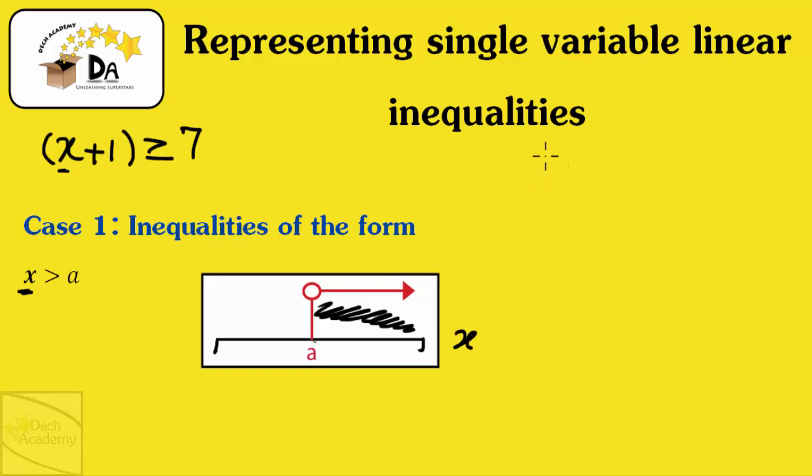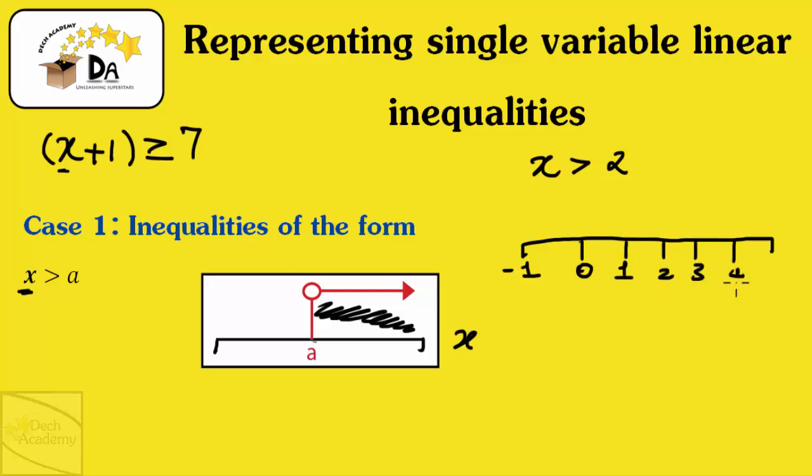So let's take an example. For the inequality x is greater than 2, you draw a number line which will contain 2. So let's start with minus 1, move to 0, using an interval of 1: 1, 2, 3, 4, 5. I can continue, but I'm going to stop here. This number line represents possible values of x, because x is a variable and can take several values.